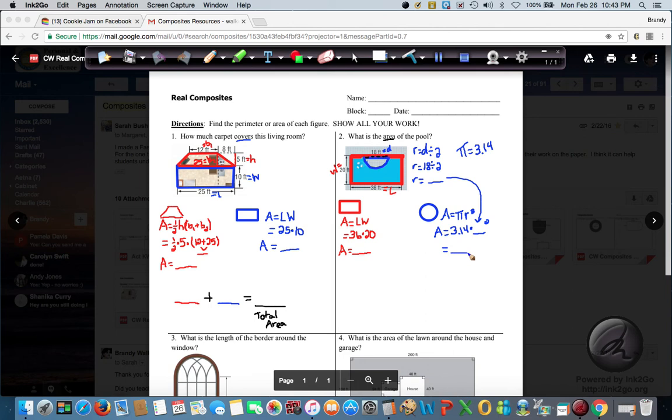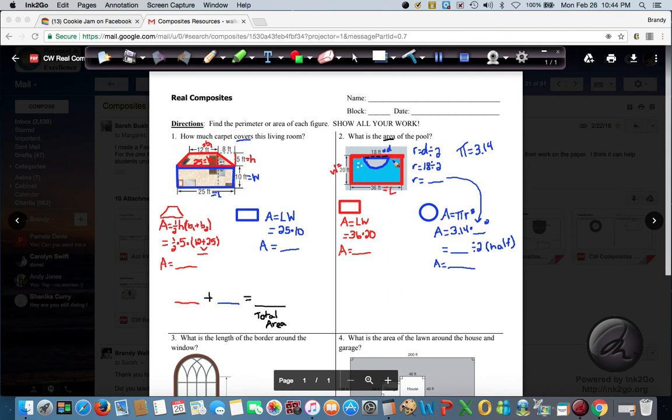Now, because it's a semicircle, you want to divide this by 2. And you don't do this all the time. Like if it was a full circle, you would not have to divide it by 2. But since we're only looking for the half circle, we have to divide by 2. And then we will have the area that we need.